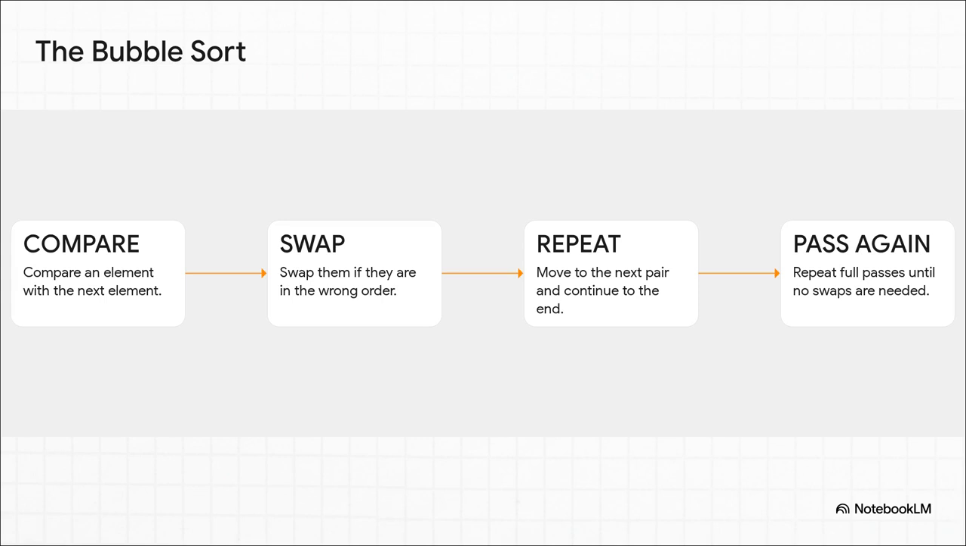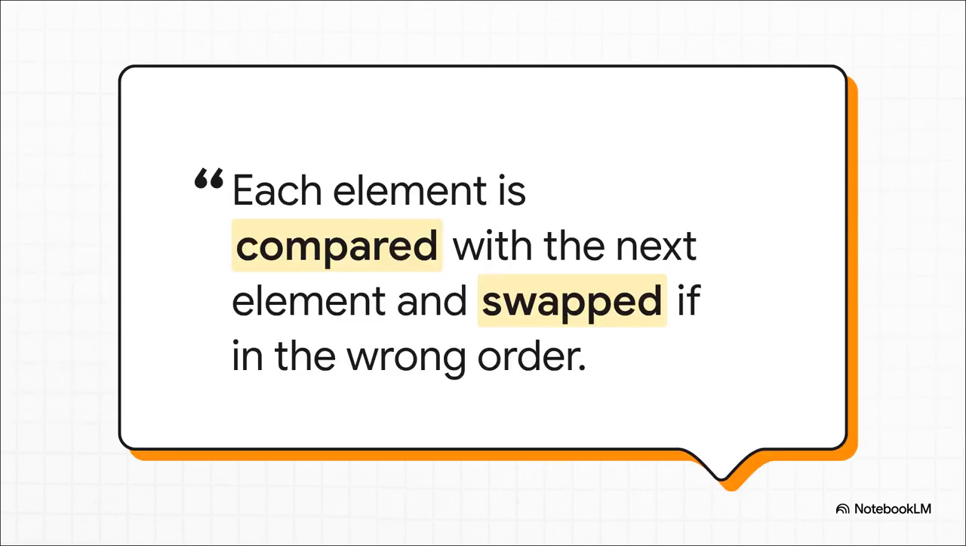The computer looks at the first two items in a list. If they're in the wrong order, it swaps them. Then it shuffles over to the next pair, the second and third items, and does the same thing. It just keeps doing this all the way down to the end of the list. And that's called one full pass. And that's why they call it bubble sort. With every pass, the biggest, out-of-place numbers bubble up towards the end of the list, right where they belong.